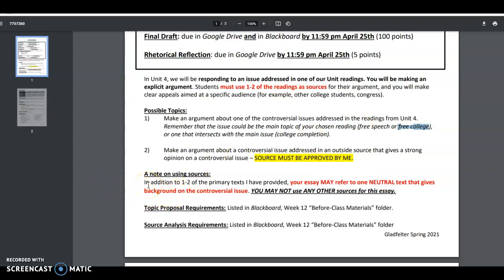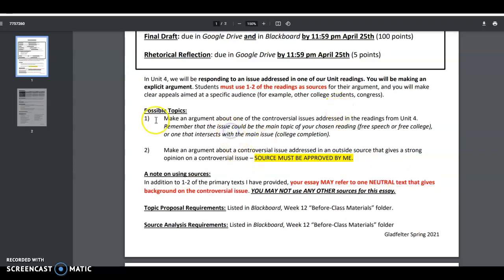You are going to use at least one source for this essay, and one of those has to be one of the readings from Unit 4. You may use an additional source if you choose, and that can be a neutral source. If you want to give more context, an example would be for the free speech issue: someone last semester brought in the First Amendment, the actual text. A neutral source can help if you feel your reader needs background or context on the actual issue to understand it.